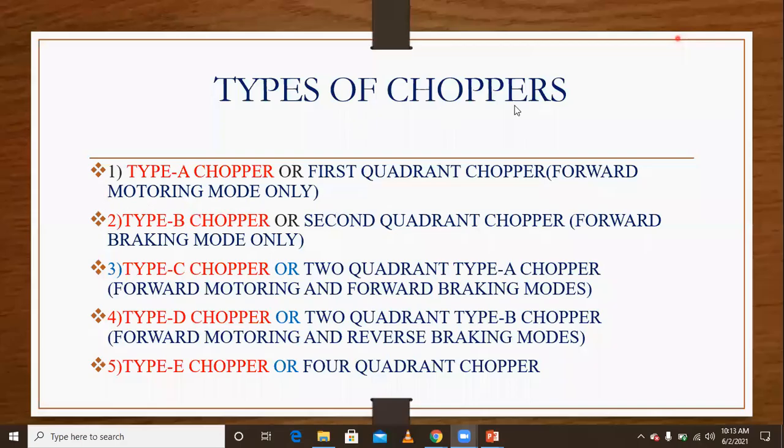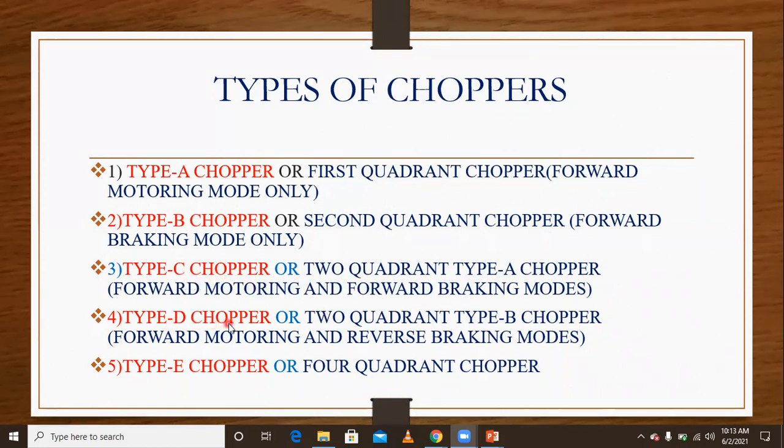Types of choppers. Type A chopper is called a first quadrant chopper, operating in forward motoring mode. Type B chopper is called a second quadrant chopper, in forward braking mode. Type C chopper is also called a two quadrant type A chopper. That means it is operating in two quadrants, motoring mode and braking mode: forward motoring mode and forward braking mode.